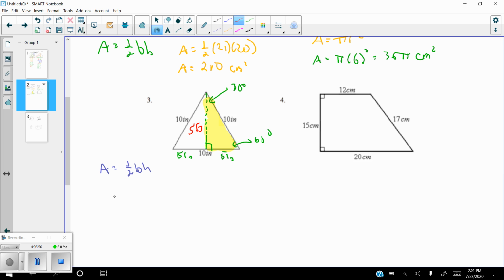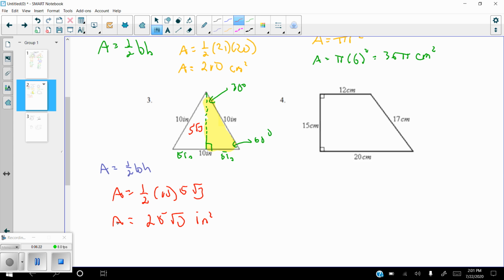So the area is 1/2. The base, the entire base, is 10 times the height, which is 5 square root of 3. So 1/2 of 10 is 5, times 5 square root of 3 gives us 25 square root of 3. And once again, square inches. We are in area. So there's our area.